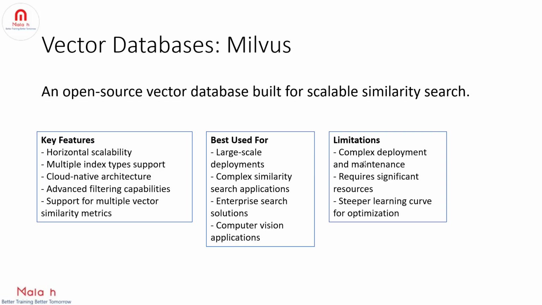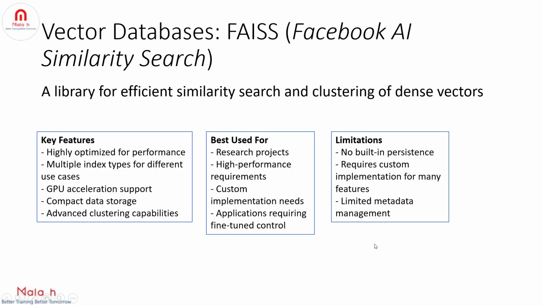And what are the limitations here? It is complex deployment and maintenance when compared to other vector databases, and it requires significant resources as well. And the other limitation is steeper learning curve for optimization. And the next one is FAISS, Facebook AI Similarity Search.